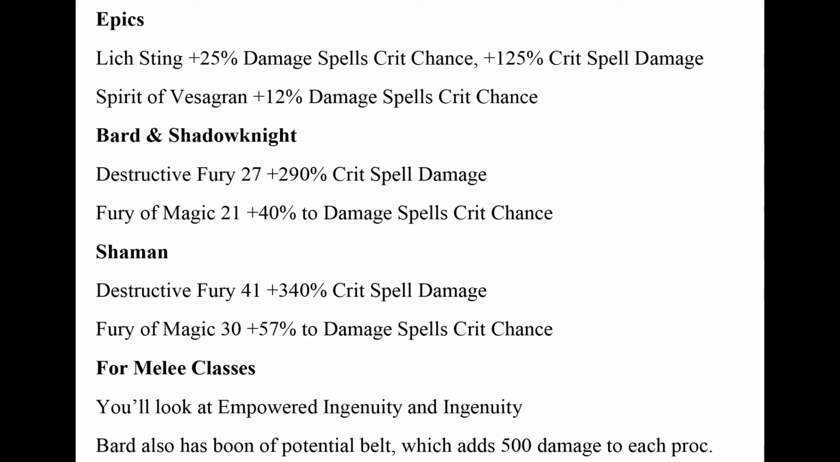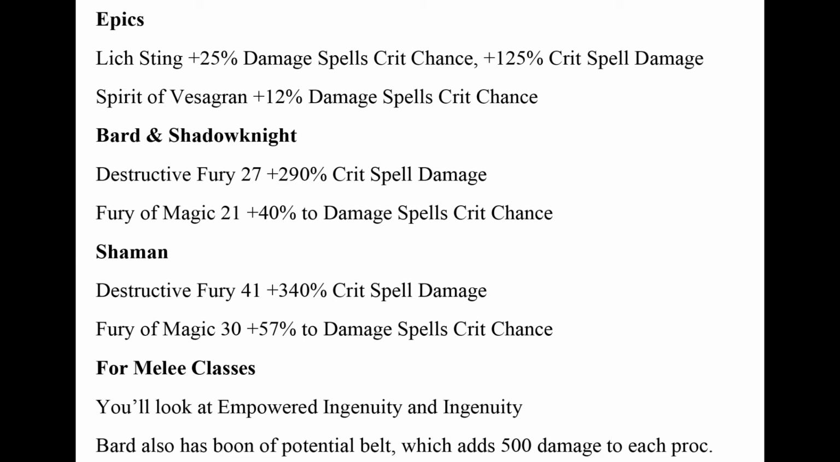But then if you look at the Bard and the Shadow Knight, they each have Destructive Fury and Fury of Magic. That's going to increase the amount of damage that these procs do and explain why these players are doing so much more damage. The pets don't have Destructive Fury, Fury of Magic. The Mercenary Rogues don't have Destructive Fury, Fury of Magic. And that's the same with the Shaman, though the Shaman actually has more Destructive Fury, more Fury of Magic.